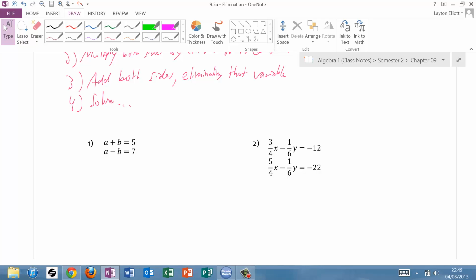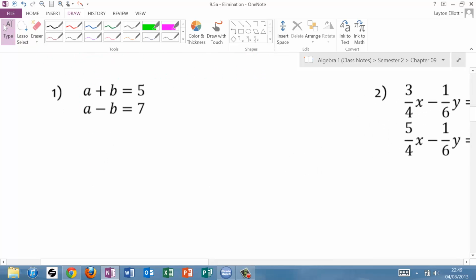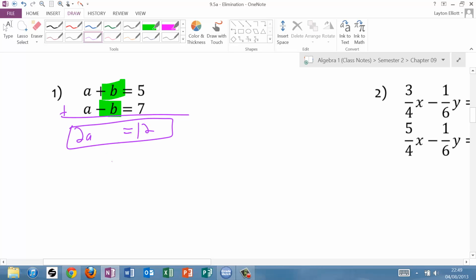So let's look at number 1, what I mean by this. Step 1 is x and y on both the same sides. Well, it's a and b, so that's already true. Step 2 is to multiply both sides by something that's going to make a variable become essentially the same thing. Well, if I look at this, my b's are already lined up to be opposites, so that's convenient, which means we're going to put a little bar here and add. a plus a is 2a, b minus b is 0, and 5 plus 7 is 12. Look at what I have left. Well, if I divide both sides by 2, I get a is equal to 6.